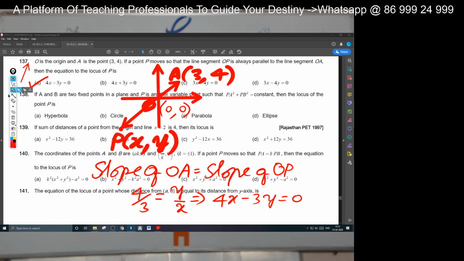Or even you can apply OA plus OP is equal to AP. Like that also we can work out. So this is a simple problem. I hope everyone understands this.